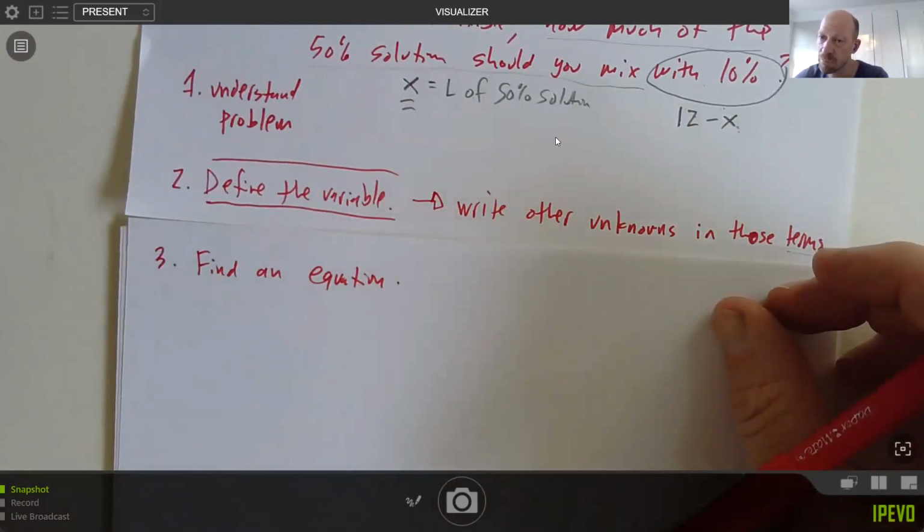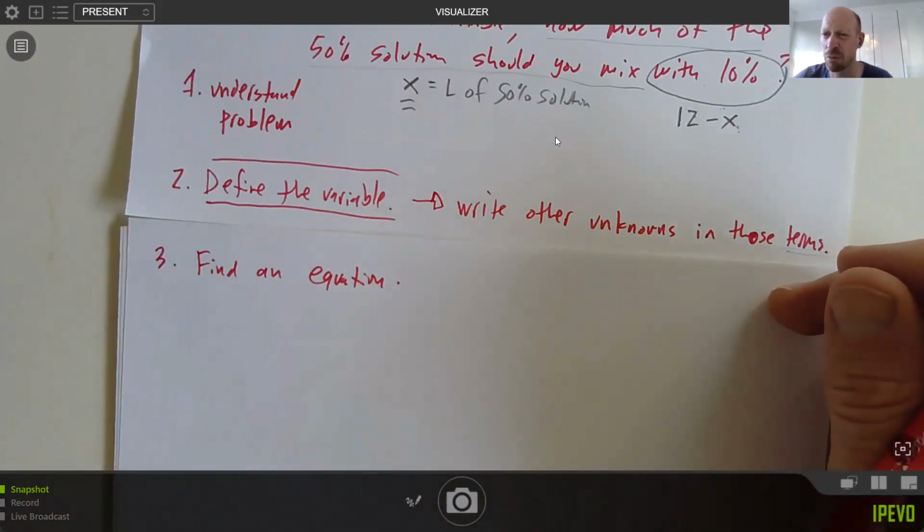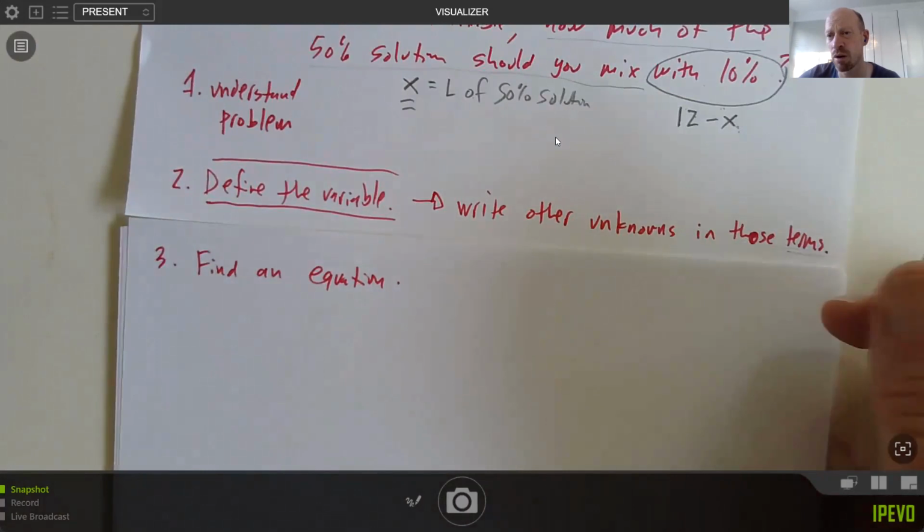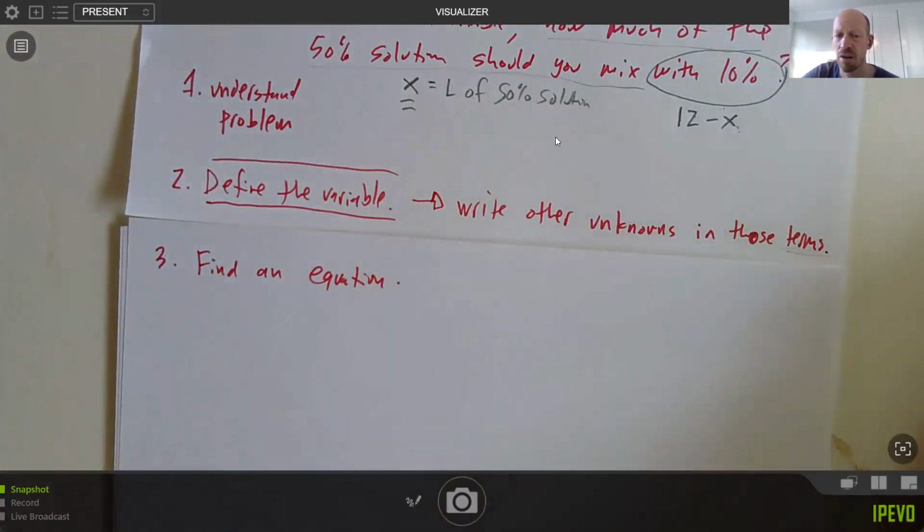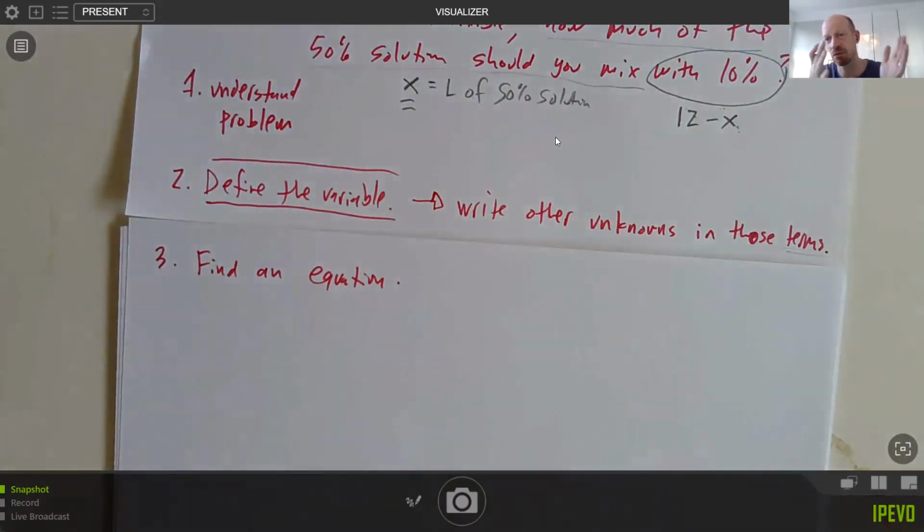Now, this mixture problem, there's lots of different equations. I think we saw one, there's one with a board on your take-home work, cutting a board into multiple pieces. And the equation there is pretty straightforward. It's like the whole board is equal to the sum of the pieces. Okay. This mixture problem is a little bit tricky because of what you have to set up as an equation.